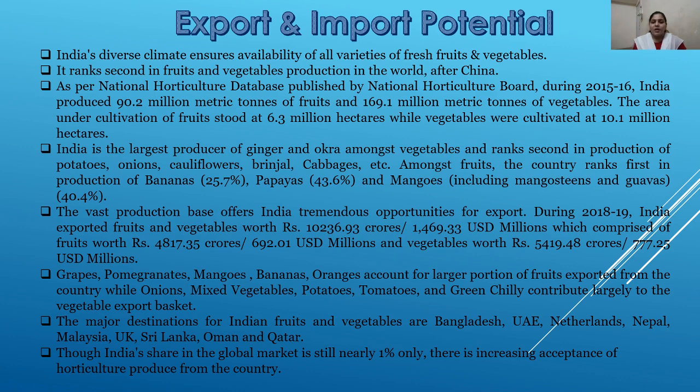Around 2018-19, India exported fruits and vegetables worth rupees 10,236.93 crores, which equals 1,469.33 million US dollars, comprising fruits as well as vegetables. Fruits such as grapes, pomegranates, mangoes, bananas, and oranges account for the larger portion of the fruits exported from the country, while vegetables such as onions, potatoes, tomatoes, and green chilies have a large share in the export of Indian horticultural crops.